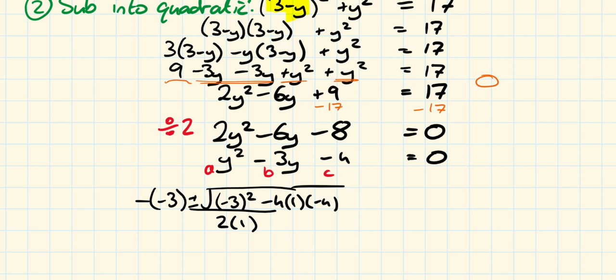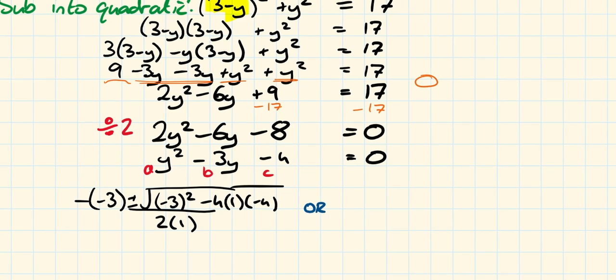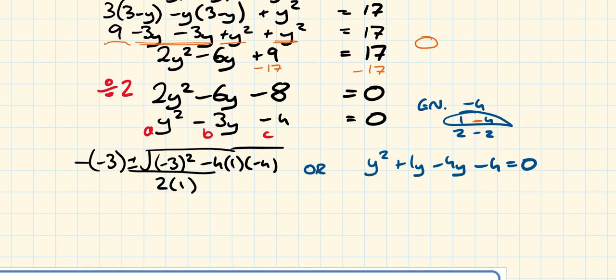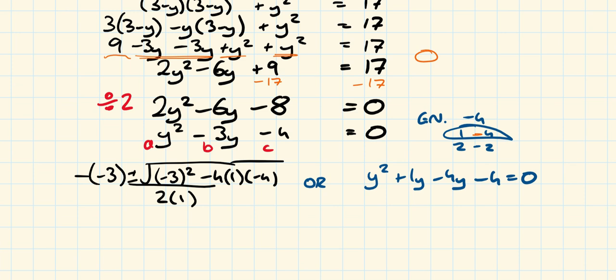The other alternative is that you factorize it. So if you get your guide number here, your guide number is minus 4, factors are 1 and 4, or 2 and 2. And because we've got a negative 3, it can be 1 and minus 4, and 2 and minus 2. So obviously these ones, so you'll have y squared plus 1y minus 4y minus 4 equals 0. So that's your choice, whether you want to go to the minus b formula or you want to factorize it out.